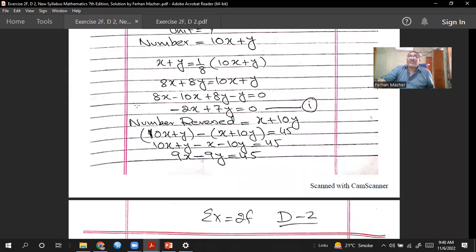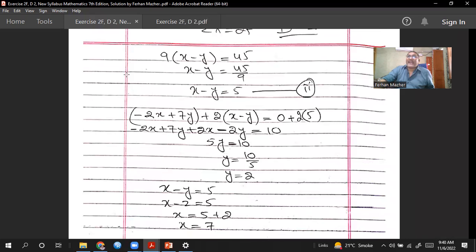My first equation is minus 2x plus 7y equals 0. And my second equation is x minus y equals 5. So I will multiply the second equation by 2 and add it to the first equation. So you will have minus 2x plus 7y plus 2 times, in brackets, x minus y, equals 0 plus 2 times 5. So you will have minus 2x plus 7y plus 2x minus 2y equals 10. Minus 2x plus 2x cancel each other, and 7y minus 2y is 5y. So 5y equals 10. So y will be equal to 10 by 5. So y will be equal to 2. Now I have the value of y.